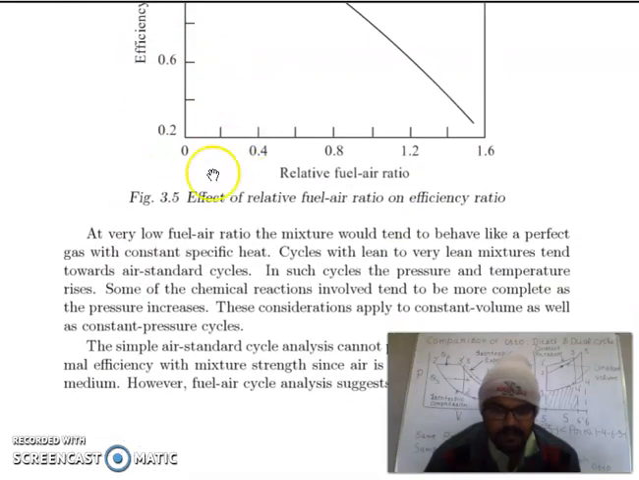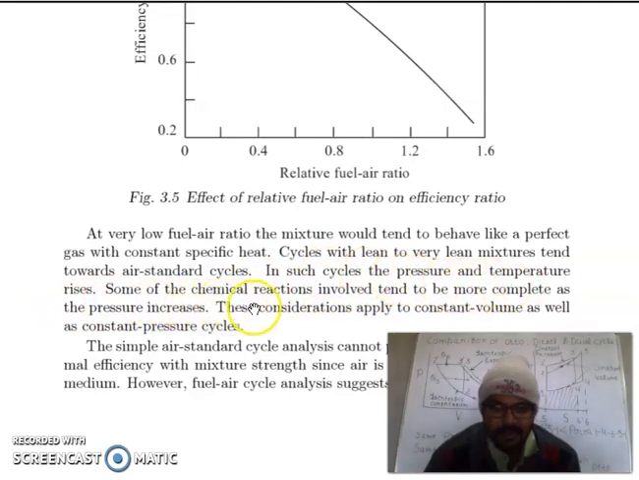Let's discuss this diagram. At very low fuel air ratio, the mixture would tend to behave like a perfect gas with constant specific heat. Cycles with lean to very lean mixtures tend towards the air standard cycle. So if a mixture is very lean, it will tend towards the air standard cycle, and your fuel air cycle will behave like an air standard cycle. In such cycles, the pressure and temperature rise. Pressure and temperature are very high.